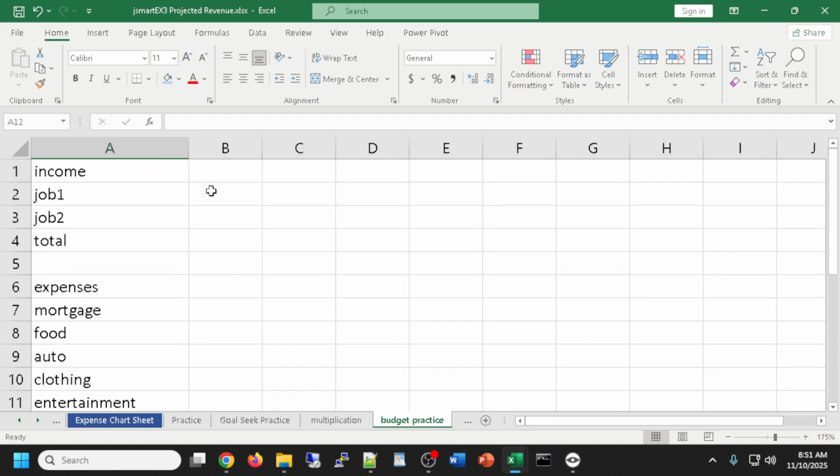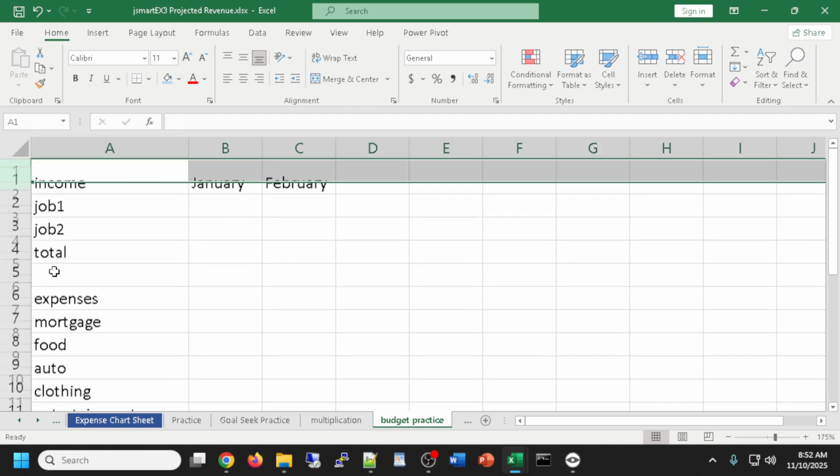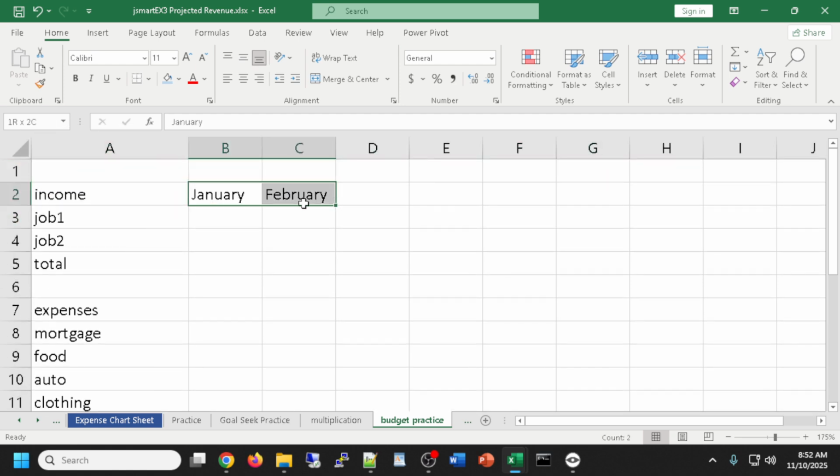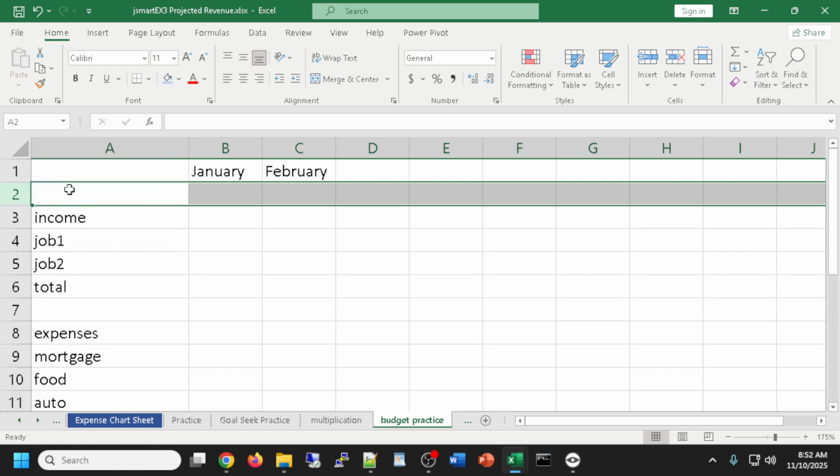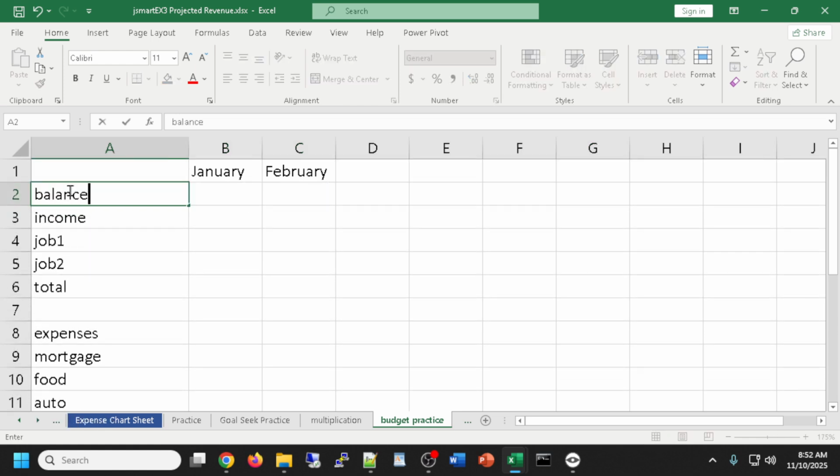All right, let's put in some income for our months. Let's start with, we'll just do 1 month. Maybe we'll do 2 months. January and February. Oh, and I forgot a number. I need extra rows here. Move these up. Our income. Oh, and we're also missing another row. Our balance. Forgot our balance.